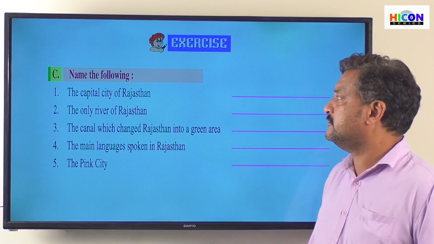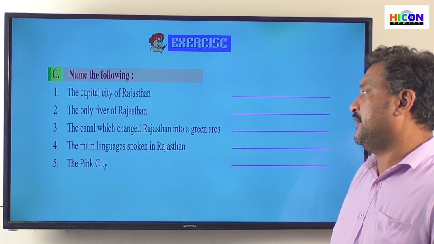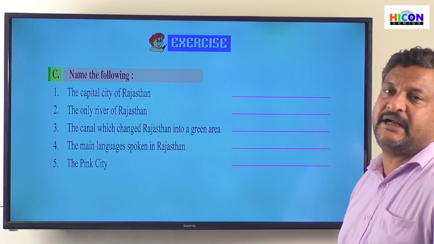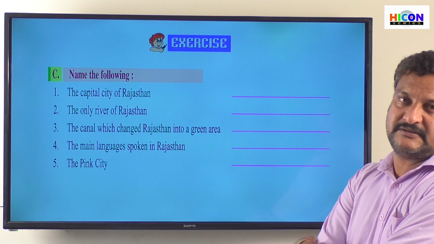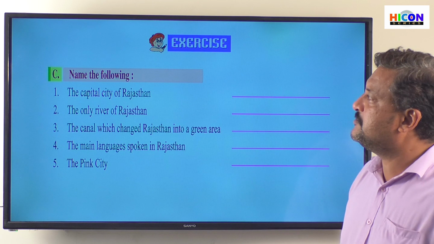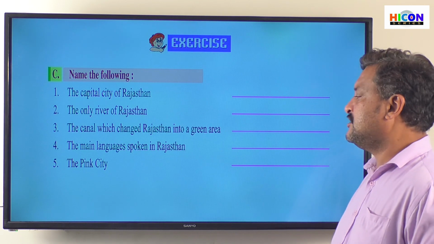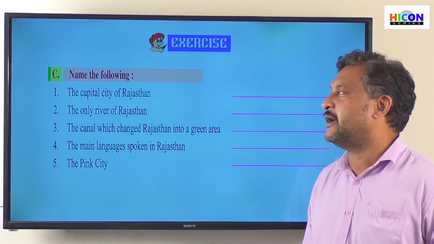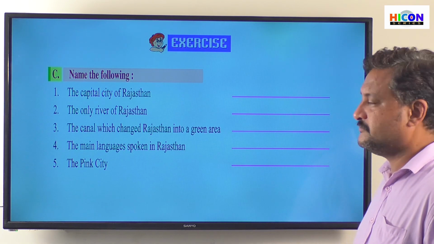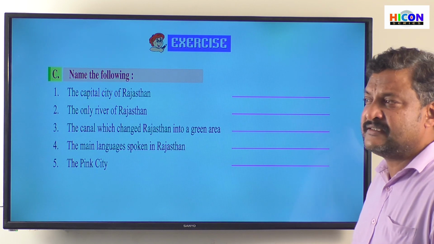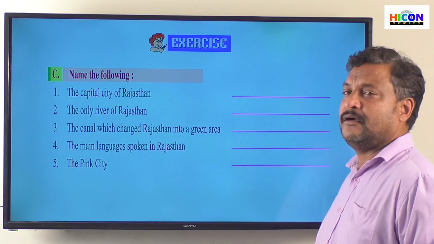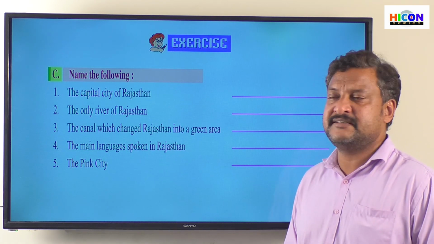Now, the third one. Name the following. See, 5 descriptions are given here and we need to identify the suitable answers for this. 1, 2, 3, 4, 5 descriptions are there, and now we need to find the answer for them. Now, first one. The capital city of Rajasthan. What is the capital of Rajasthan? Jaipur. Jaipur is the capital of Rajasthan.